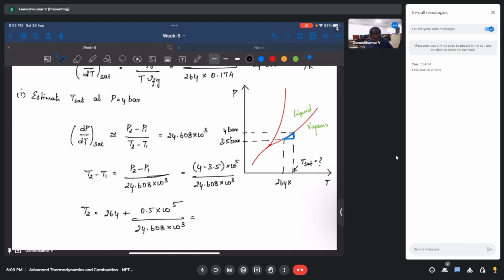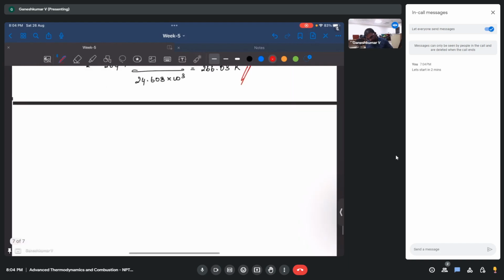So now let's quickly find the answer. 0.5 into 10 power 5 divided by 24.608 divided by 10 power 3. Okay, I'm getting a 2 Kelvin increase. Add it to here, so it is around 266.03 Kelvin. So when we increase the pressure, the saturation temperature also increases, right? That is what it means. Okay, this we estimated.